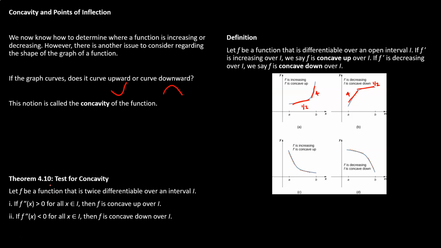Theorem 4.10 gives us a test for concavity. If we're looking at how the derivative is changing, is the derivative increasing? Is the derivative decreasing? Essentially, we're applying the mean value theorem to the first derivative, which means take the derivative of the first derivative, or use the second derivative.